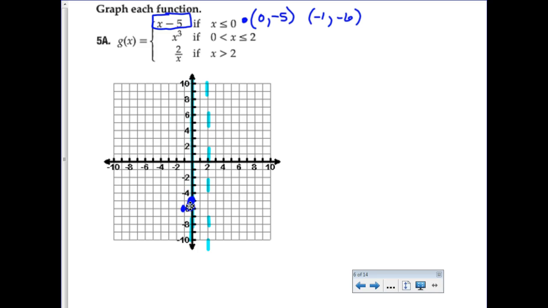And guys, we just discussed this is a line, so in this case, you can play connect the dots if you want to think of it that way. But you are graphing the ray because it's only part of that line.